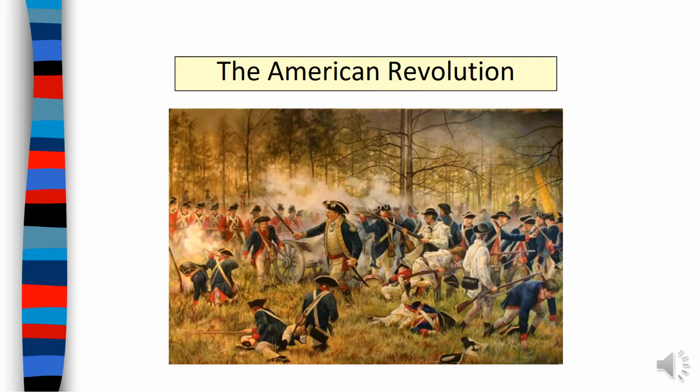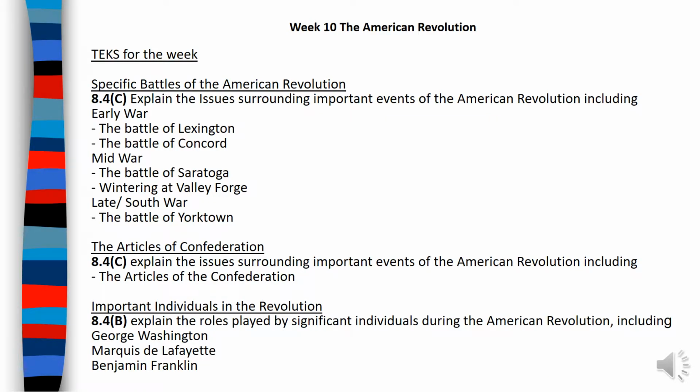the STAR test. So as always, we have these TEKS here, and these are the things that the state of Texas wants you to know. The state of Texas gives us these so that you know exactly what you're going to be tested over or could possibly be tested over on the STAR test. So some of those things are, as you see here, the Battle of Lexington and Concord, the Battle of Saratoga and wintering at Valley Forge, and the Battle of Yorktown, as well as the Articles of Confederation post-war, and the important individuals during the Revolution.